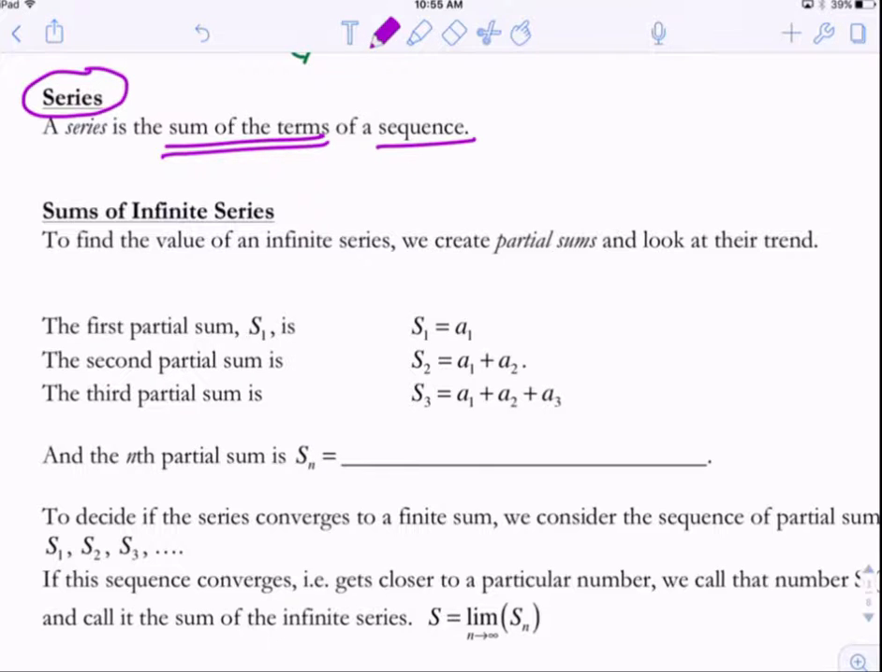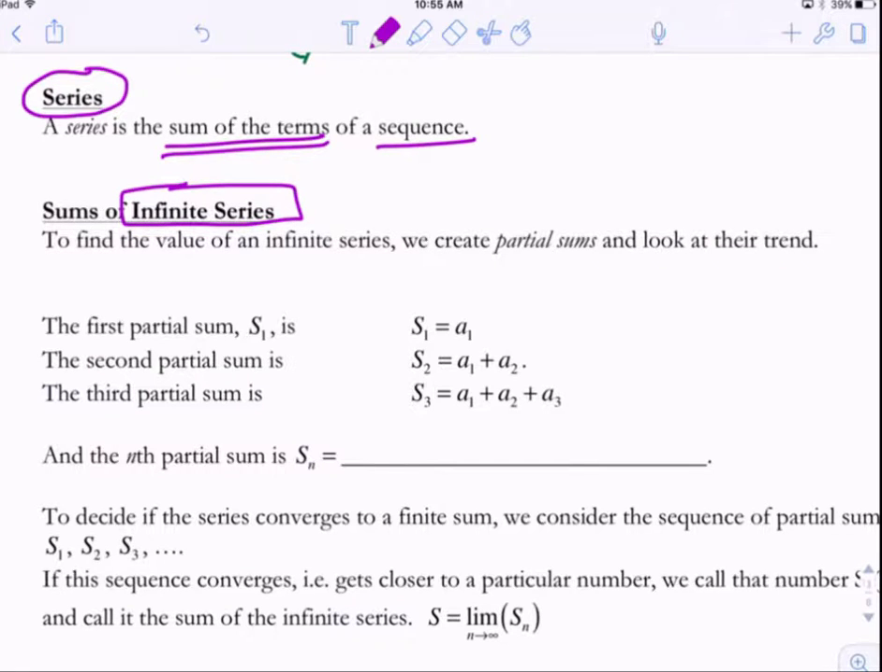There's even some formulas for that, like an arithmetic series. You can do what, a1 plus an times n over 2, right? We're not going to do that. We're basically going to talk about infinite series.